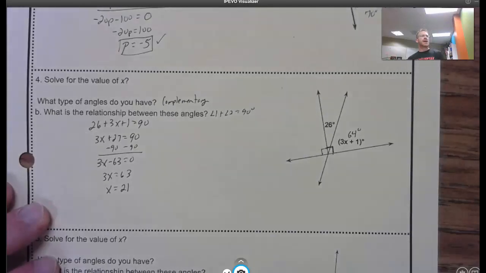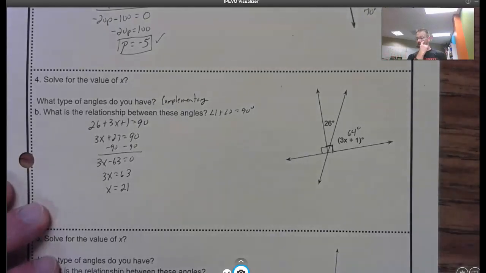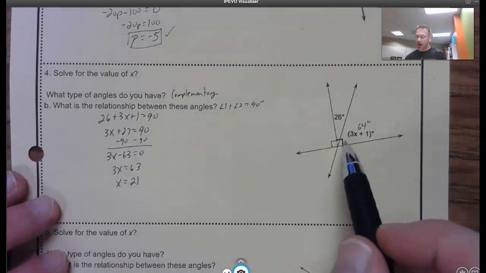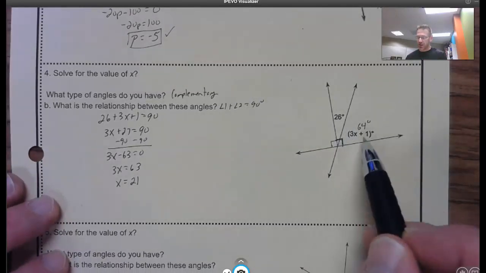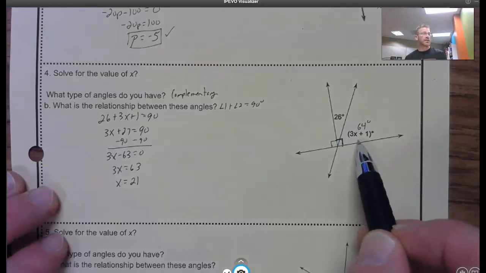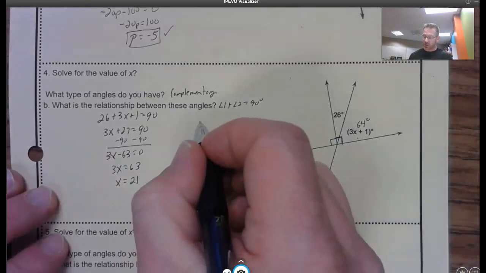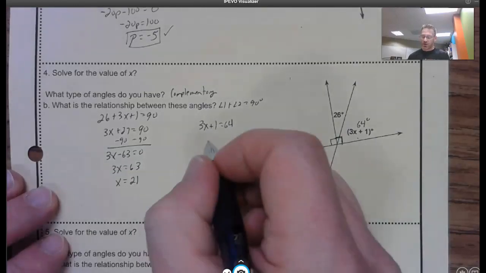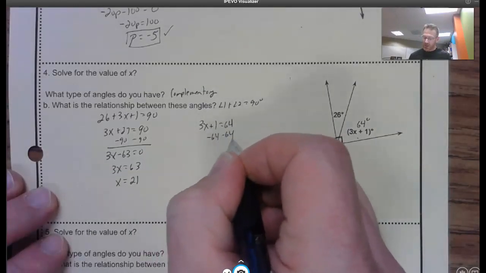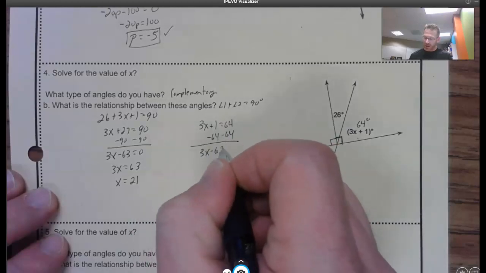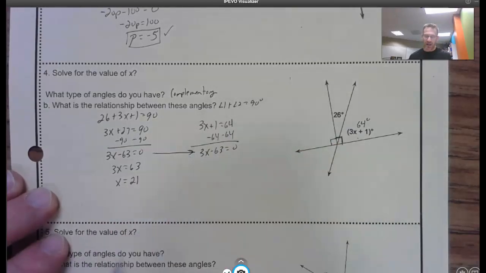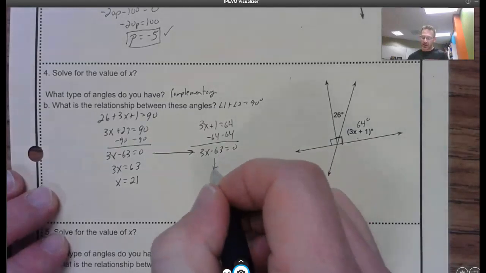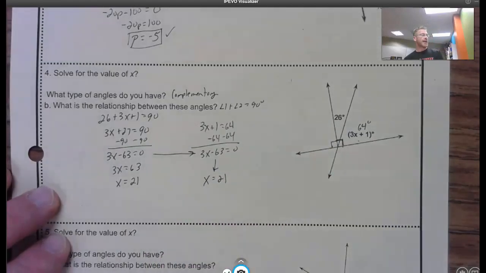Now, a couple of units ago when we were doing this type of problem, I had a student say, well, if I know this is 90 and I know this is 26, shouldn't I know that this angle is 64? And the answer is yes. You could have said 3x plus 1 has to be 64. And then notice if I go through the same process here, 3x minus 63 is equal to 0. Notice I get to that same step here. So I will, in fact, get to the same answer by either process.